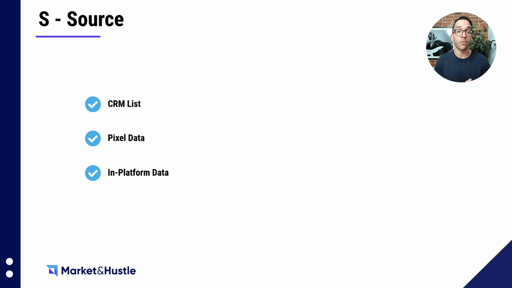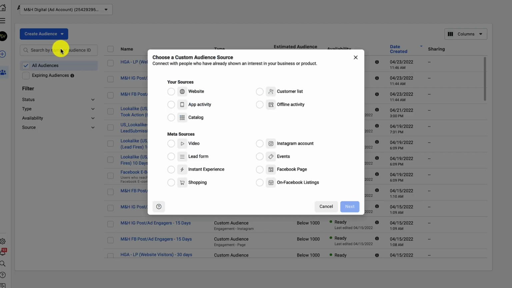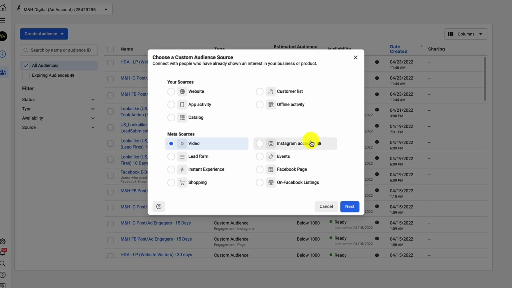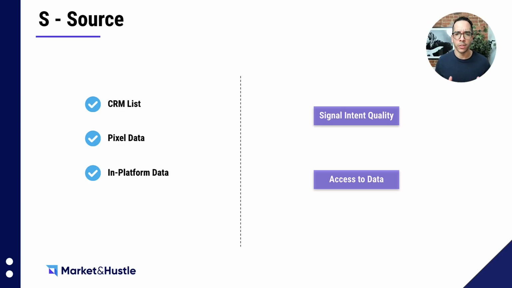So these are some different ways that we could do it. You're probably familiar with CRM and pixel data. In-platform data is engagement signals. So you can build lookalike audiences off of people who've watched your video to 100%, which might be very high intent. You can build it off of people who follow your organic Instagram or Facebook profile. There's a lot of different ways you can build this.